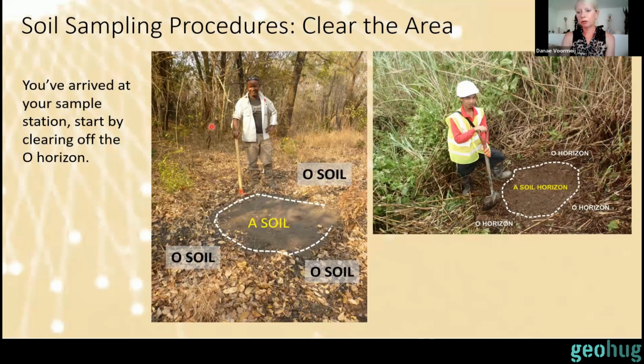All right, speaking of soil sampling, let's do this. We're doing this together. Let's go over soil sampling. What do you do when you reach the site? You've arrived at your sample station, and you start by clearing away the O soil to expose your A soil. This is a geo tool. It's very handy to strip.